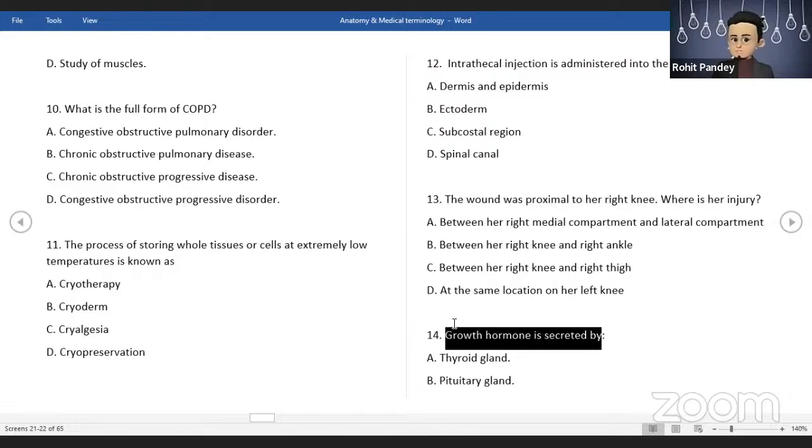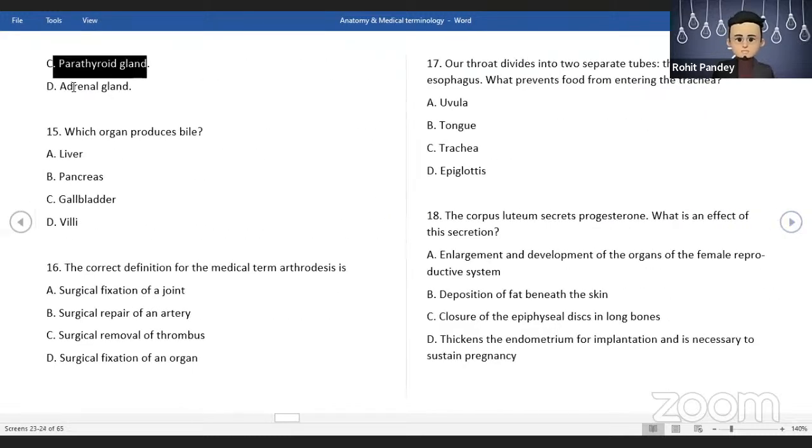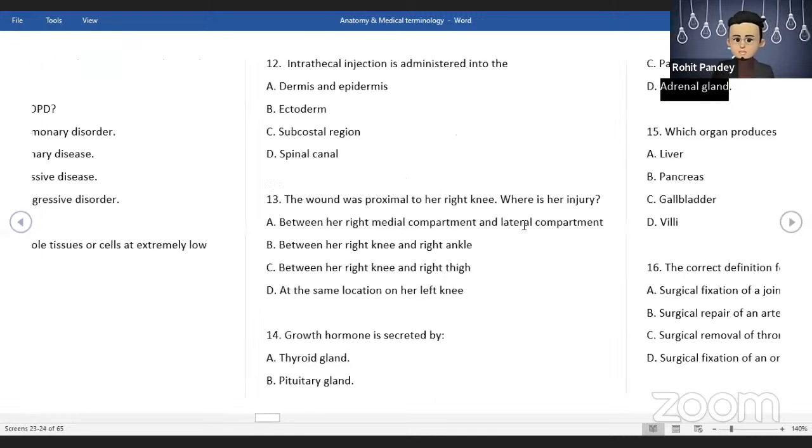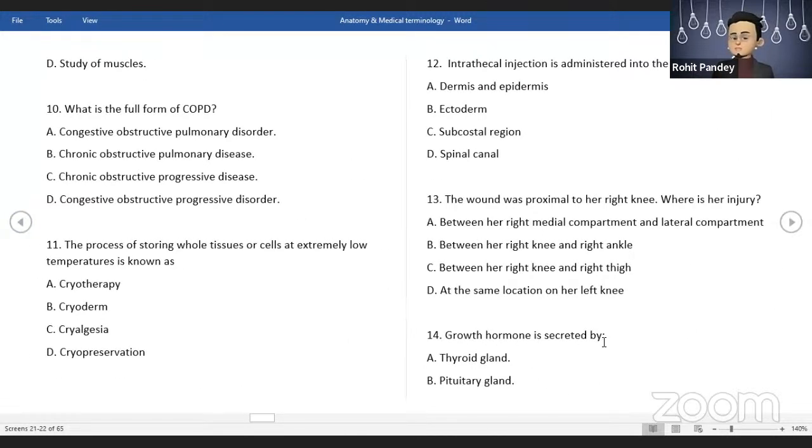Okay, so growth hormones, it is very much simple. You have to give the answer. Growth hormone is secreted by thyroid gland, pituitary gland, parathyroid gland, or adrenal gland. You should be able to answer this question, because it is so easy, and usually we read this kind of question in our 5th or 6th class. So you should know the answer. Growth hormone is secreted by the pituitary gland.